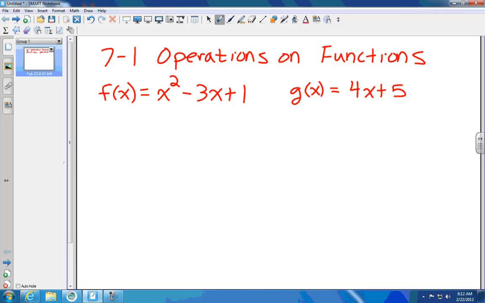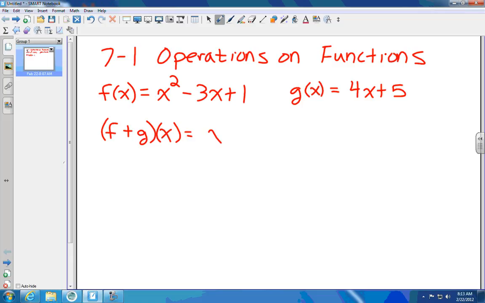So you have added things like that before. Just like I said, it's going to look a little bit different the way it's written today. But it's not really anything new. So it'll say f plus g of x. That's how you read that, f plus g of x. So all that means is you're adding the f function and the g function.